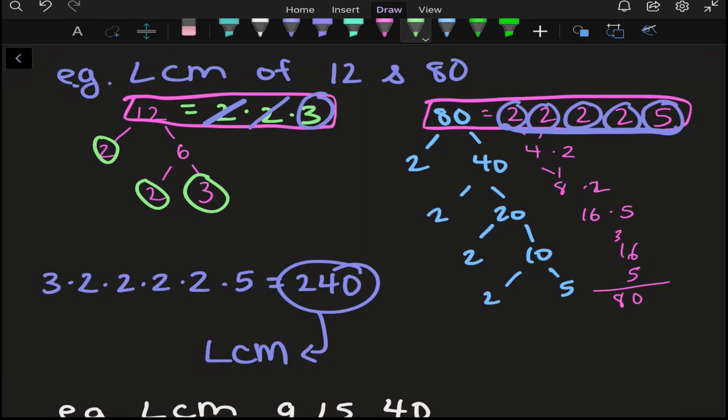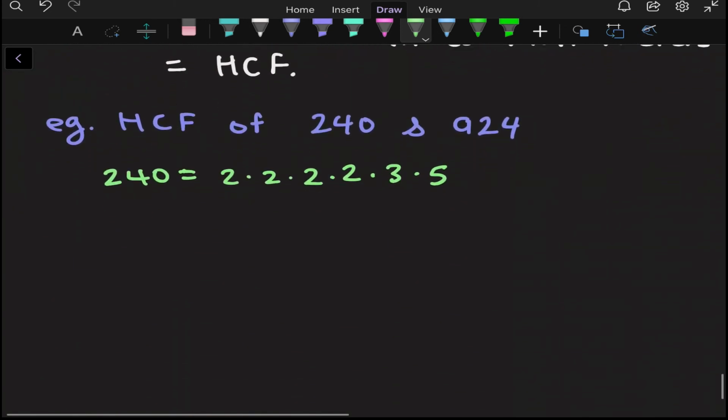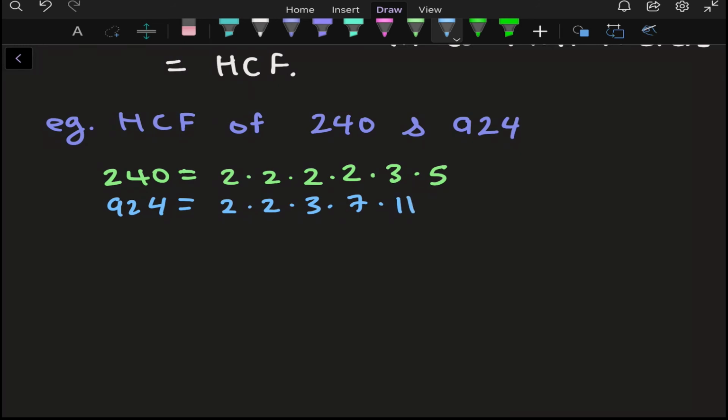Yep. 2 times 2 times 2 times 2 times 3 times 5. Okay, and we know that 924 is, you can pause it here and do it yourself if you'd like to, but it is 2 times 2 times 3 times 7 times 11.